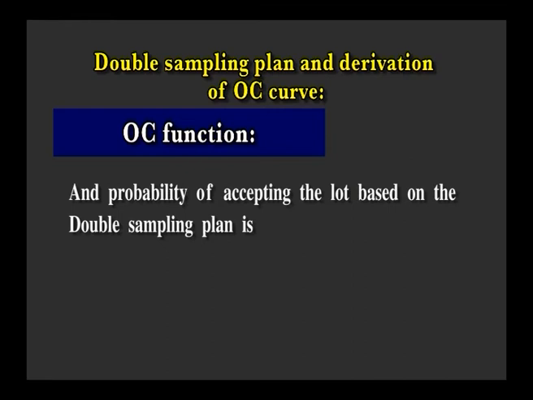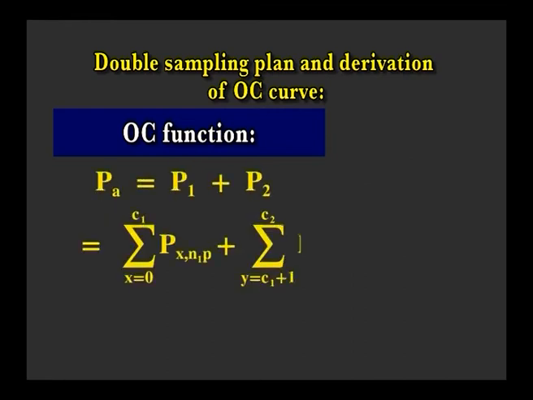And the probability of accepting the lot based on the double sampling plan is given by Pa equals P1 plus P2, that is given by summation x equals 0 to C1 of P(x, n1p) plus summation y equals C1 plus 1 to C2 of P(y, n1p) times summation x equals 0 to C2 minus y of P(x, n2p).